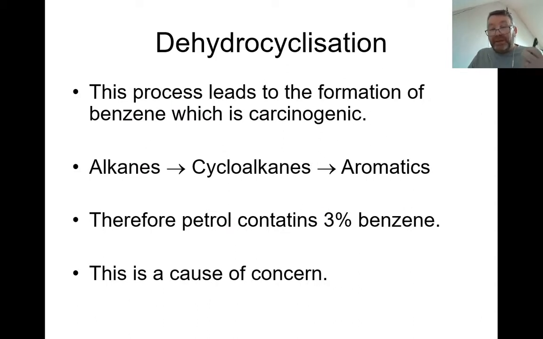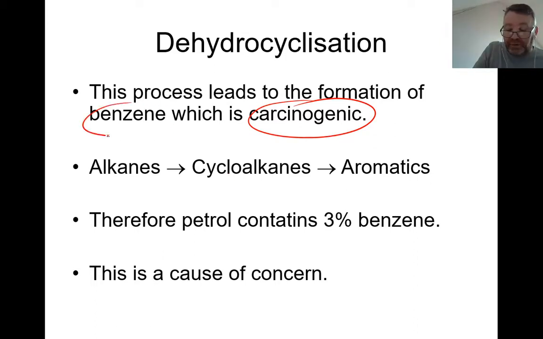Dehydrocyclisation, we said, involves the formation of benzene, but there's a problem. Benzene is carcinogenic, okay? And therefore we don't want to get benzene by itself, but methyl benzene is fine, or ethyl benzene is okay. So we do have a process by which we can use dehydrocyclisation to turn an alkane into a cycloalkane, so heptane into cycloheptane, and then we can further work on the cycloheptane to give us methyl benzene. Okay, so keep that in mind.